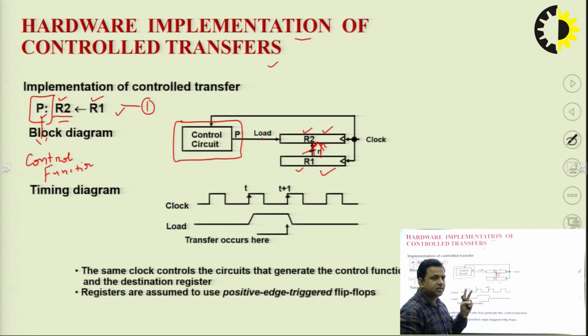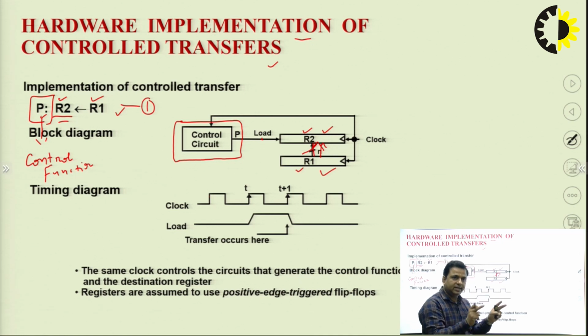So 2 steps I have done. One is to design the control function block, decide the number of registers, design the rectangular box for each register, and show the direction of the transfer, from which register to which register the data is going to be transferred. Next, now this control function should be connected to which register, right?